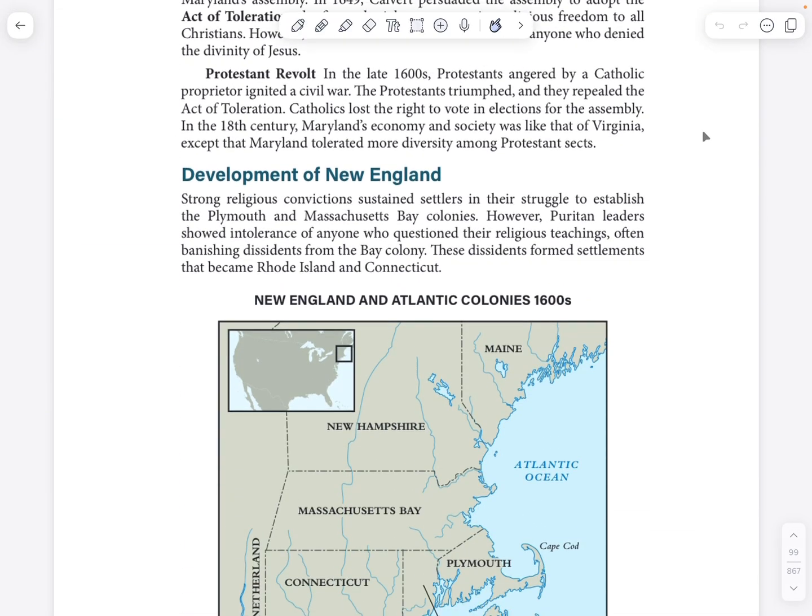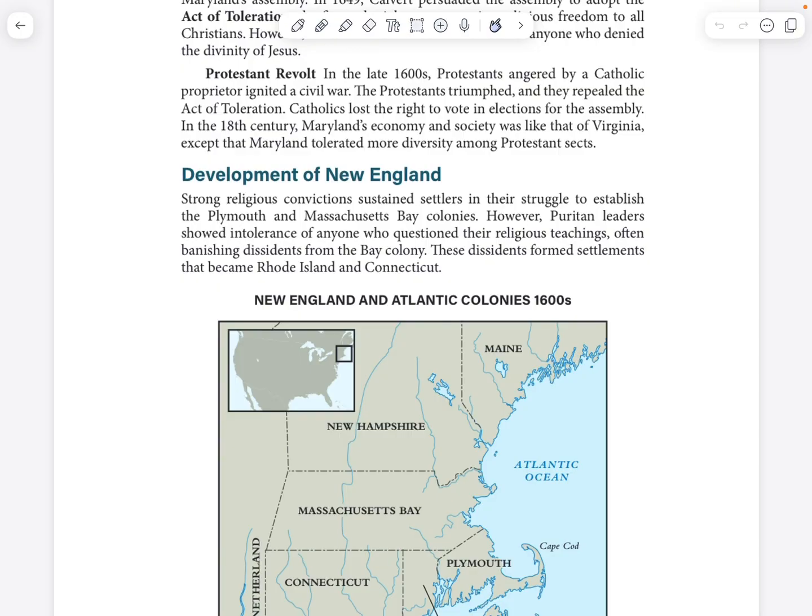Protestant Revolt. In the late 1600s, Protestants, angered by a Catholic proprietor, ignited a civil war. The Protestants triumphed, and they repealed the Act of Toleration. Catholics lost the right to vote in elections for the Assembly. In the 18th century, Maryland's economy and society were like those of Virginia, except that Maryland tolerated more diversity among Protestant sects.